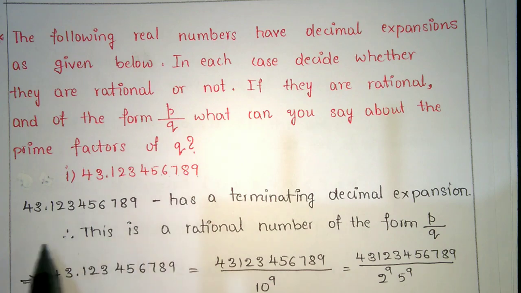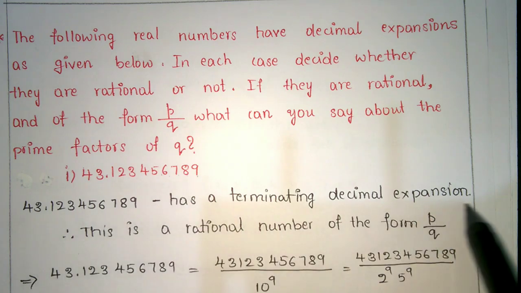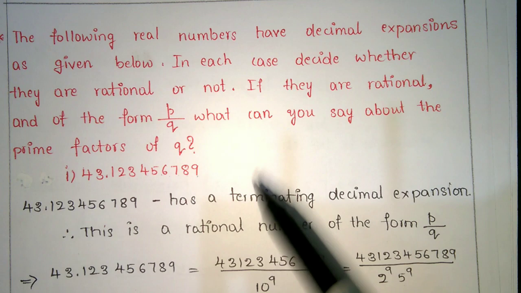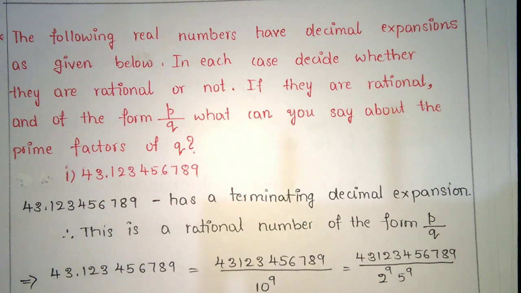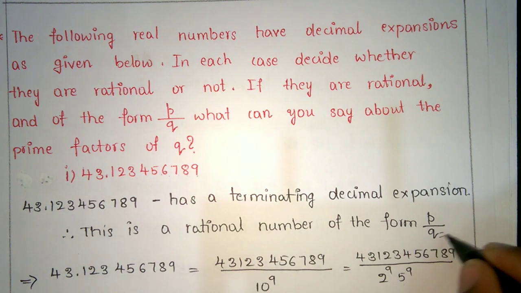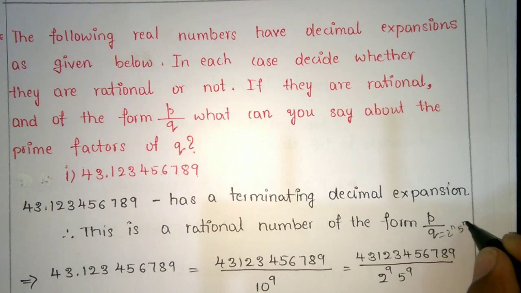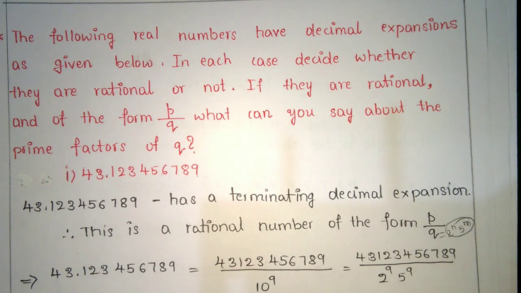43.123456789 has a terminating decimal expansion. It stops here. So this is a rational number of the form p by q. And you get the q in the form 2 power n and 5 power m. So you get the form 2 power n and 5 power m.